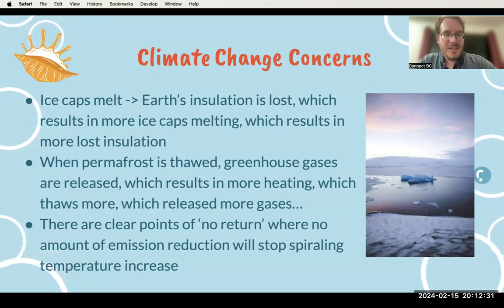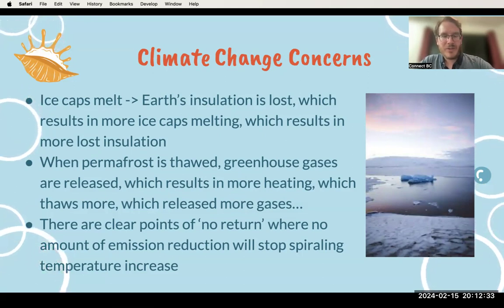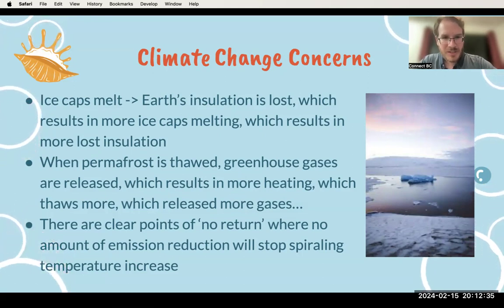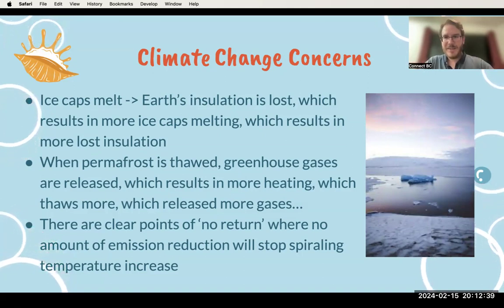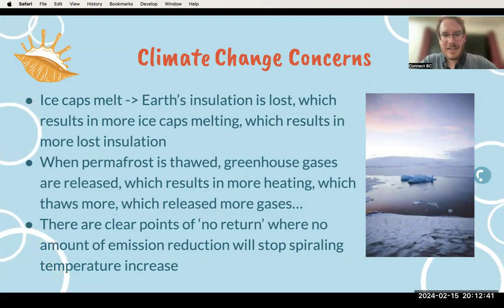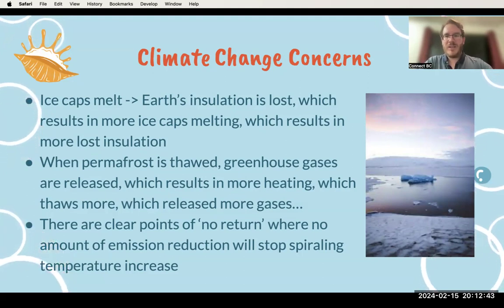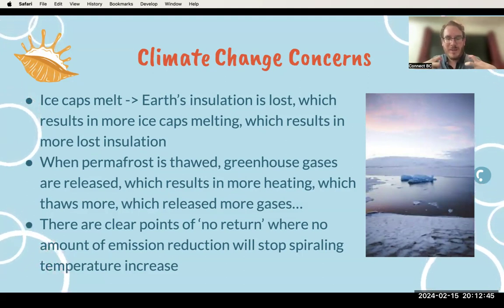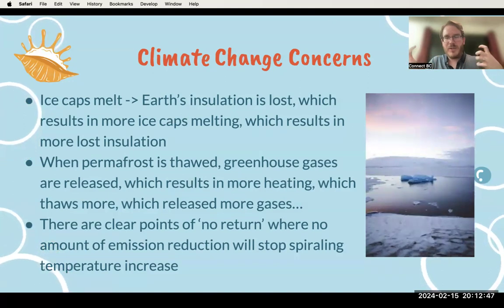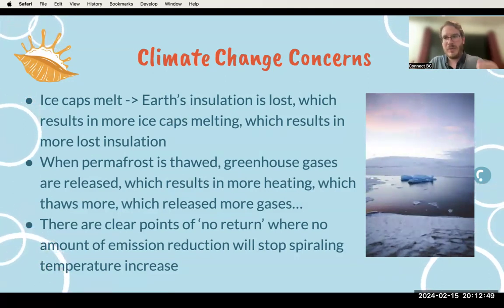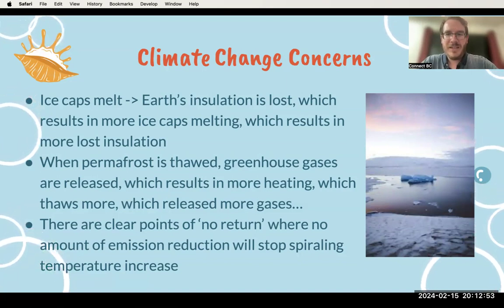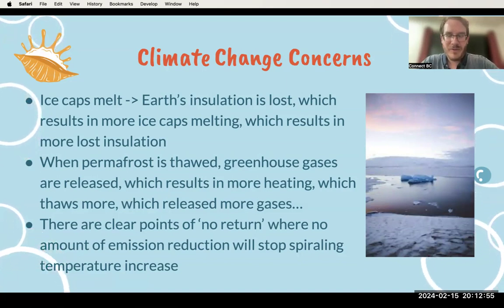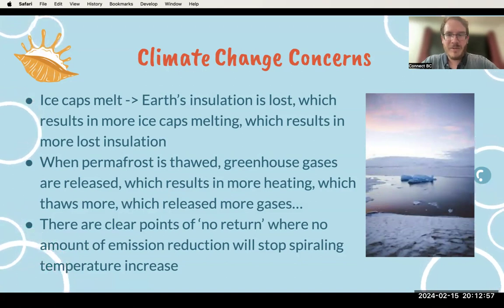Not only that, in addition to the ice caps, there's permanently frozen ground called permafrost. And when that ground is thawed, it releases greenhouse gases into the atmosphere. And so greenhouse gases have been shown to also insulate the Earth and trap lots of heat, which also heats up the Earth more, which also thaws more permafrost, which releases more greenhouse gases, which results in more warming. And so again, we have another death spiral from permafrost as well as the ice caps. So we're in two death spirals.